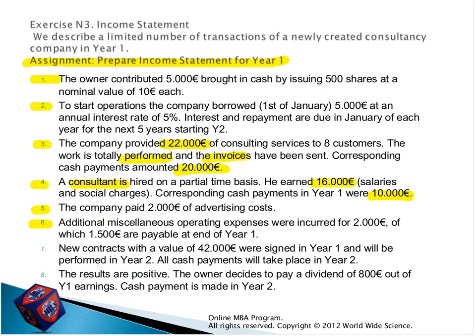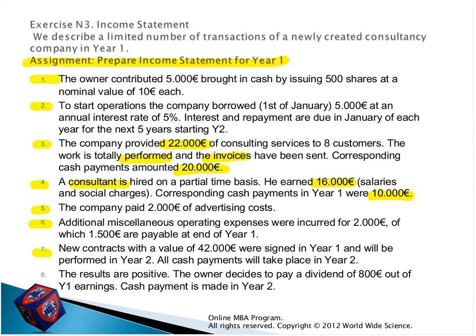Next one, transaction number 7. New contracts with the value of 42,000 euro were signed in year 1 and will be performed in year 2, the second year. All the cash payments will take place in year 2.